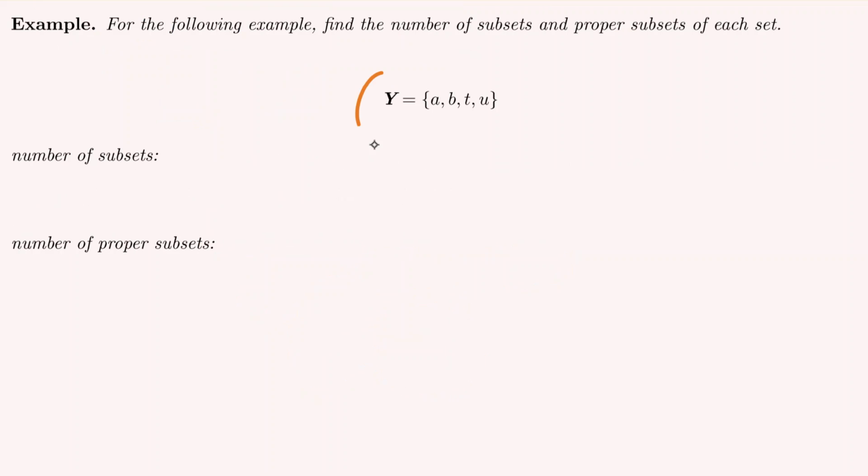So we have the set Y, which has elements A, B, T, and U. And we're asked what is the number of subsets and the number of proper subsets for Y. Notice we're not asked to list out the subsets and proper subsets. We could do that. We did that in the last few examples. We're just asked for the number, which means we can apply the formulas that we just learned. So what is the cardinal number of Y? How many elements are there in Y? 1, 2, 3, 4.